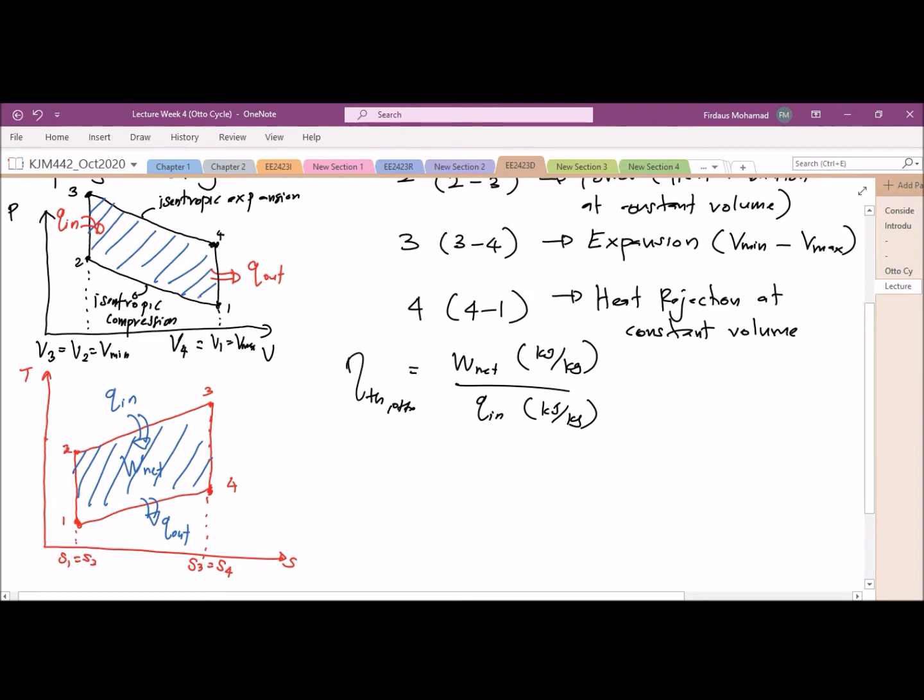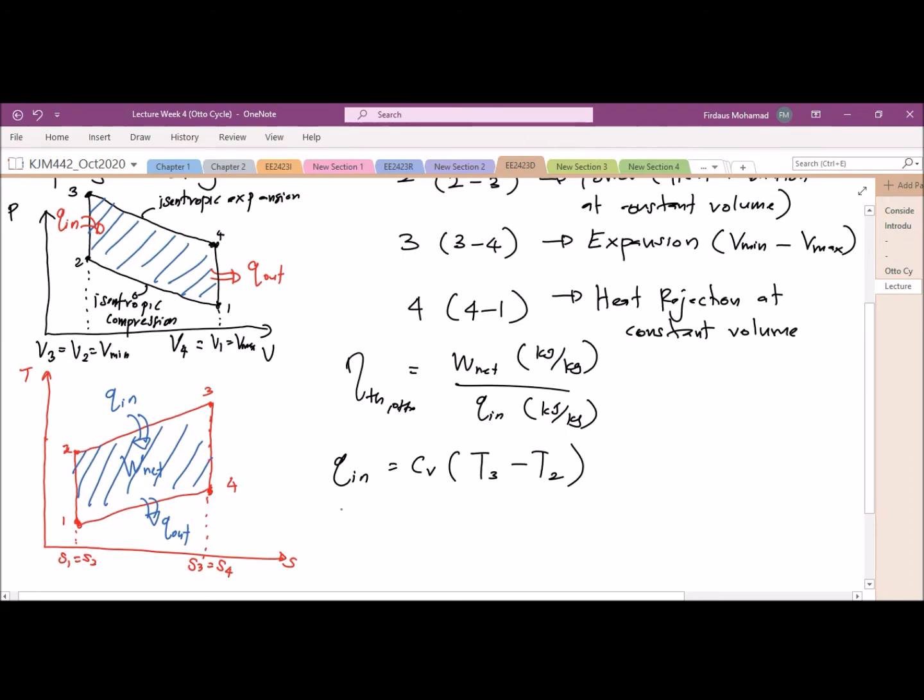Okay, by referring to this PV diagram and TS diagram, we know that Q in is a process of heat addition at constant volume. And then for the ideal gas assumption, we assume that the specific heat is constant. Now Q in for the PV diagram is at constant volume, so we can identify Q in equal to Cv, which temperature? T3, high temperature, minus T2, low temperature. So Q in equals Cv (T3 minus T2).